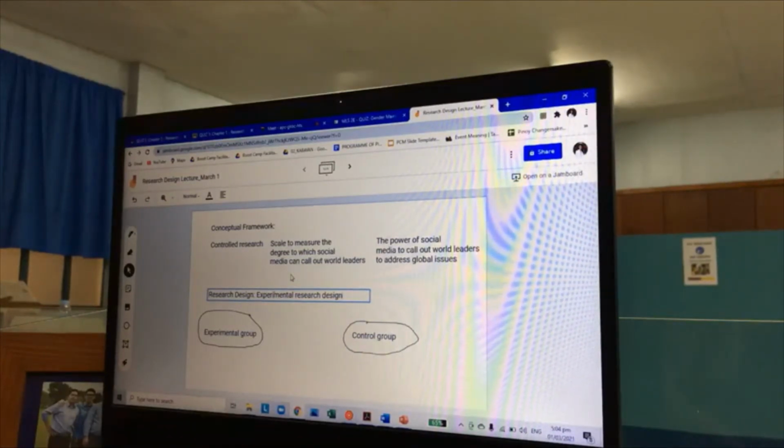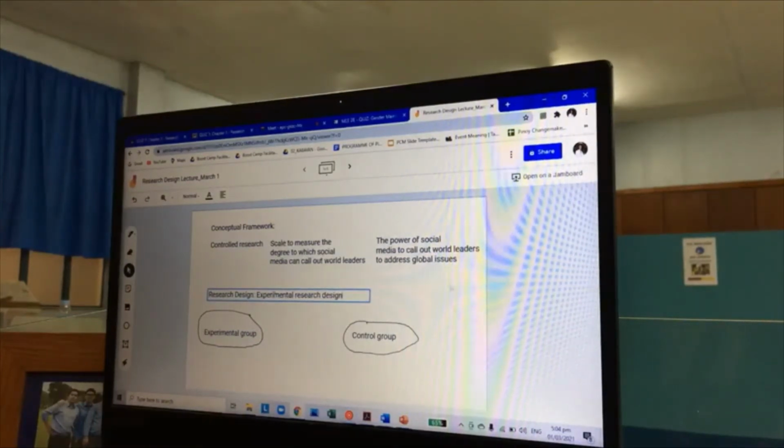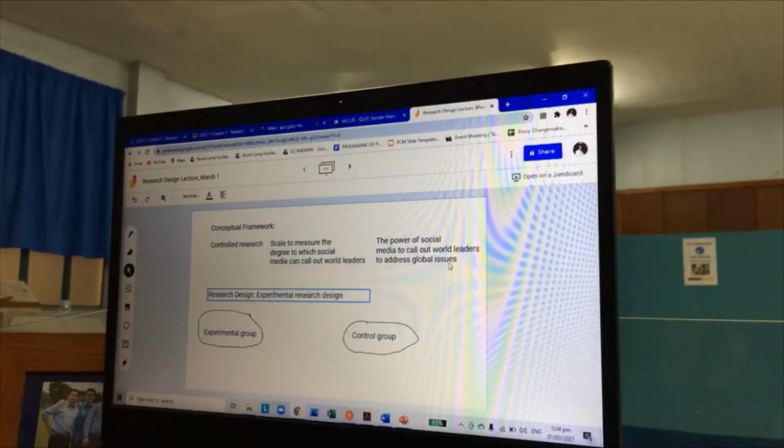So going back here, let's say that in an experimental research design, we really have to test the actual respondents, which are world leaders. If we do not get a world leader as a research subject, are we going to edit our research problem? Are we going to say the power of social media to call out local politicians to address local issues? Everything changes. So from the start, if we want to know whether social media has an effect on world leaders, we have to really look for world leader subjects.